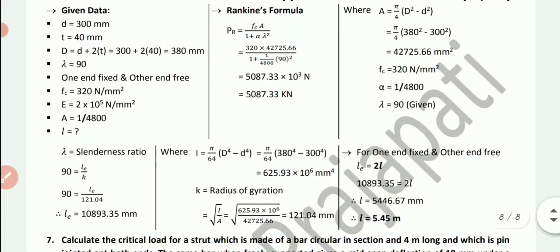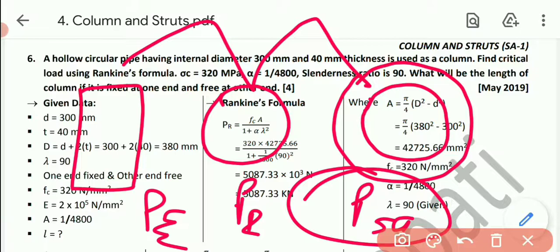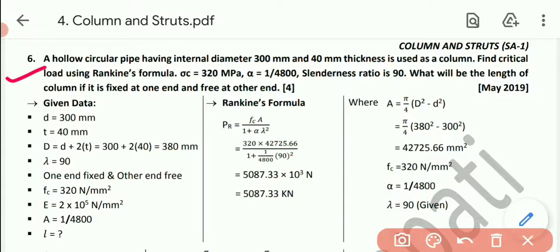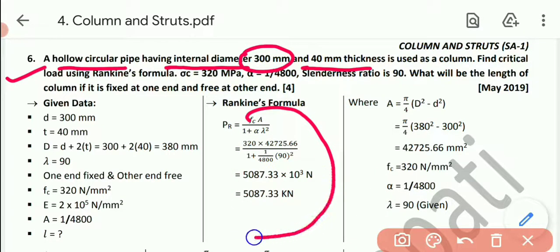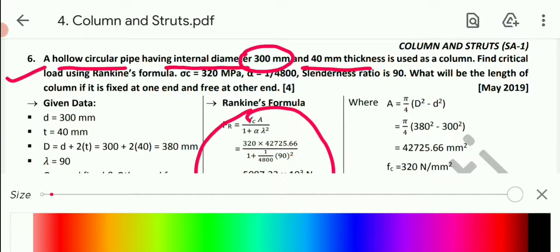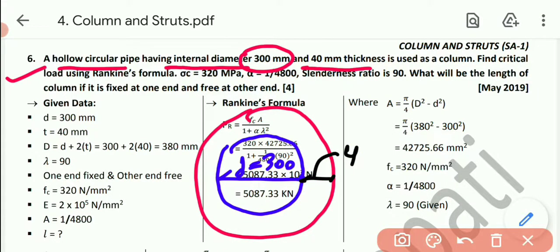Now let's solve some sums which are variable in this kind of example. Example number 6: a hollow circular pipe having internal diameter 300 mm and thickness 40 mm. See, a hollow circular section is there. In this one, the internal diameter, small d, is 300. Then the thickness is given to us as 40 mm. This one is our thickness, 40 mm.